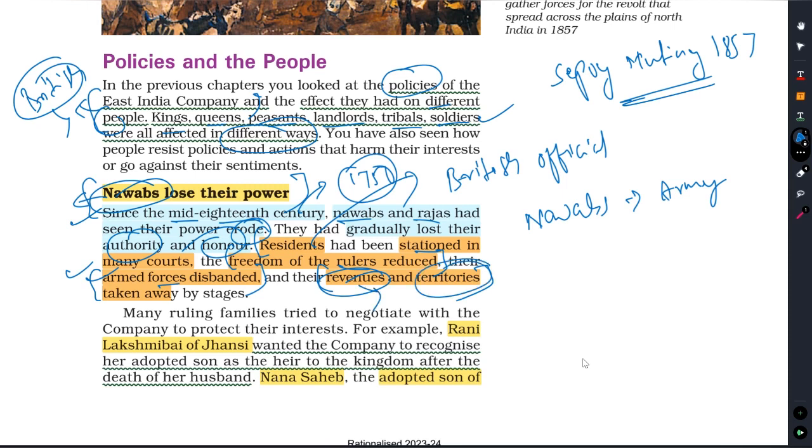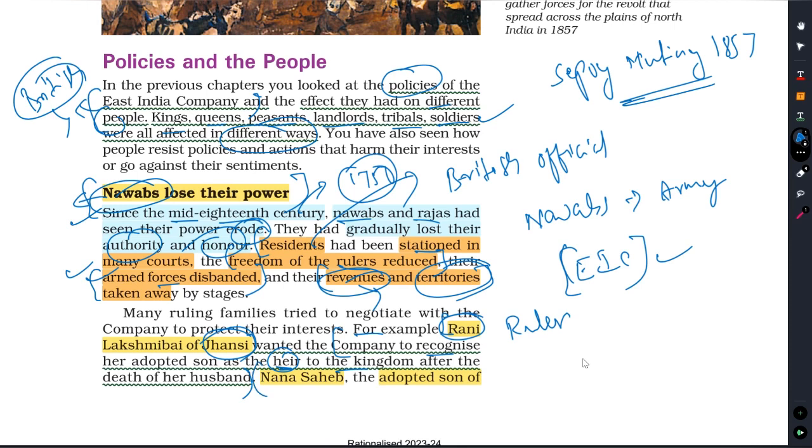Let us see some of the examples in which local leaders got affected. See, Rani Lakshmi Bai was a ruler or a queen of the Jhansi region. What she wanted was for the company to recognize her adopted son as the heir to the kingdom after the death of her husband. Her husband died in a battle. She requested the East India Company to accept her adopted son as the next king after the death of her husband. But the East India Company refused her request.